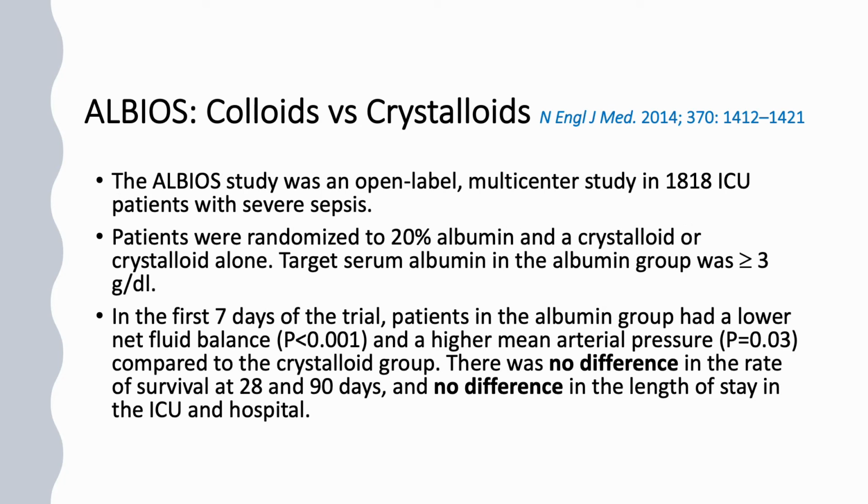The Albios study, colloids versus crystalloid, another example, New England Journal of Medicine 2014. This was a multi-center open label study in about 1,800 intensive care patients with severe sepsis. They were randomized to receive 20% albumin and a crystalloid or just crystalloid. Target serum albumin in the albumin group was equal or over 3.